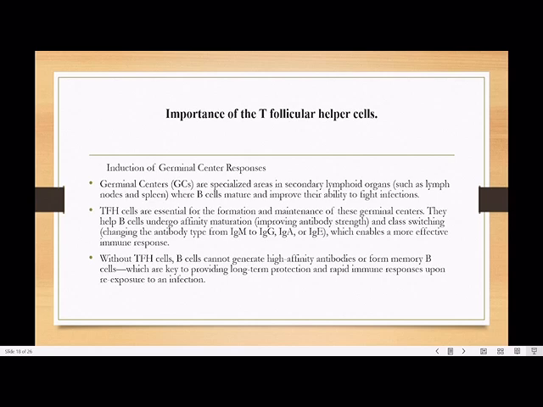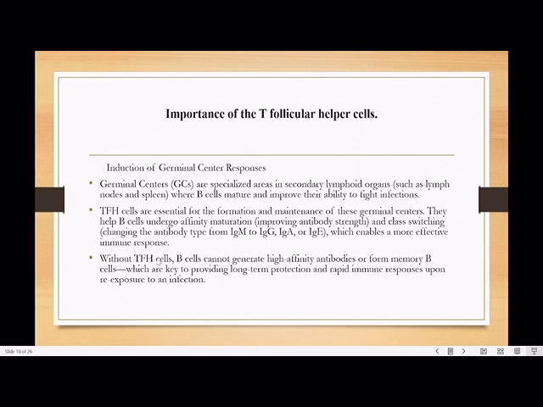antibodies that fight infection. The T follicular helper cells are essential for the formation and maintenance of the germinal centers. They help B cells undergo affinity maturation and class switching, which enables more effective immune responses.